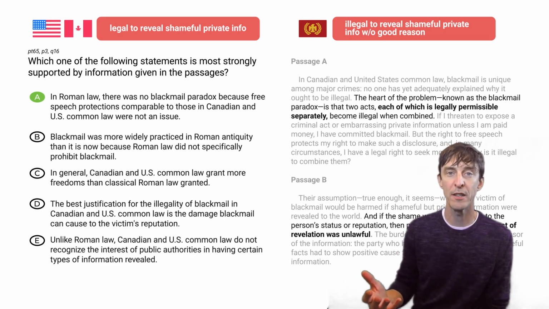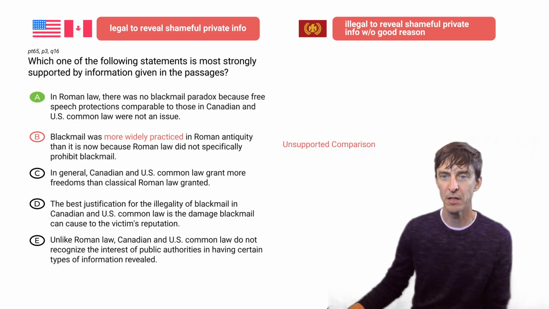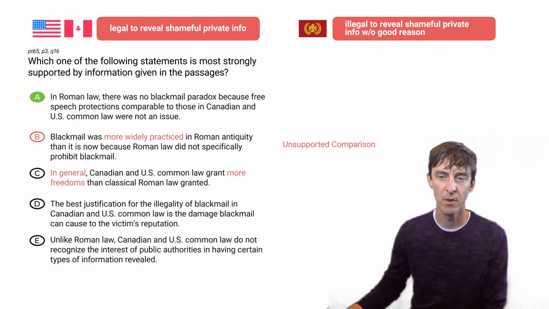Let's look at why the wrong answers go beyond what we know from the passage. B makes an unsupported comparison. We have no evidence that blackmail was more prevalent in one society than another.